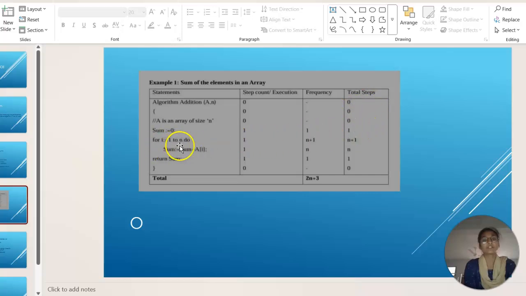For i equal to 1 to n do, the step count is 1, the frequency is n plus 1, and the total steps is also n plus 1. For sum equal to sum plus A[i], the step count is 1 and the frequency is also n. Here the total steps is also n. And return sum, the step count is 1, the frequency is also 1, and the total steps is also 1. And the closing parenthesis, the step count is 0, the frequency is null, and the total steps is also 0. Finally, we get the total frequency as 2n plus 3.